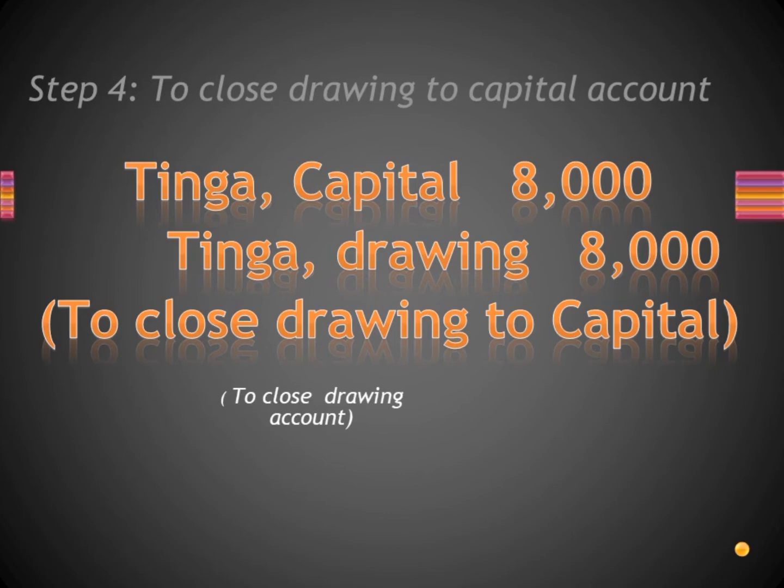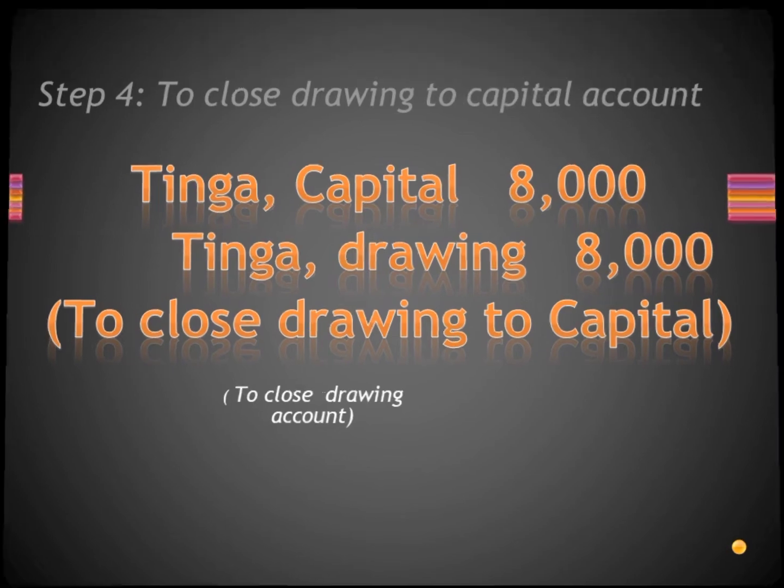For the last step, let us close the drawing account to the capital account. So we will reverse the normal balance of drawing. We will write drawing on the credit side, 8,000, and Tinga on the debit side. This is how to close the drawing to capital account.